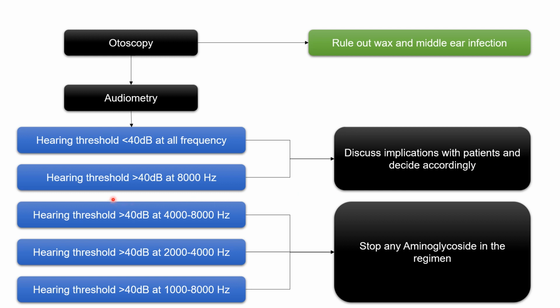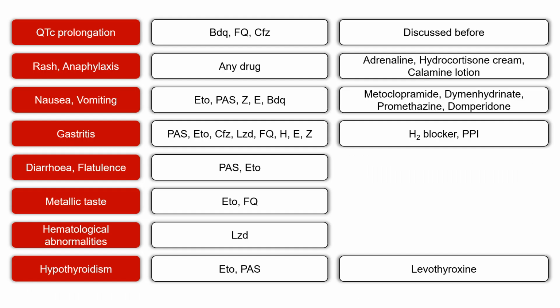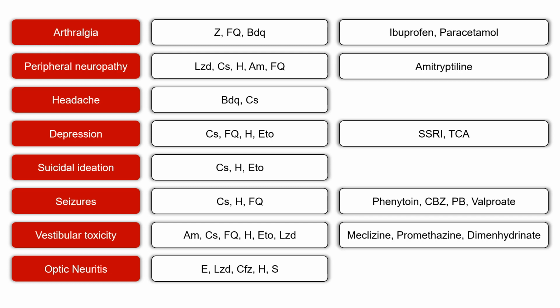But if the hearing threshold is more than 40 decibels at 4000 to 8000 Hz, more than 40 decibels at 2000 to 4000 Hz, or more than 40 decibels at 1000 to 8000 Hz, in all these three scenarios, we have to stop any aminoglycosides that are given and think about the scenario, like we discussed before. So these are the various side effects and the various drugs that can be attributed to them, as we discussed. You can pause and go through all this.